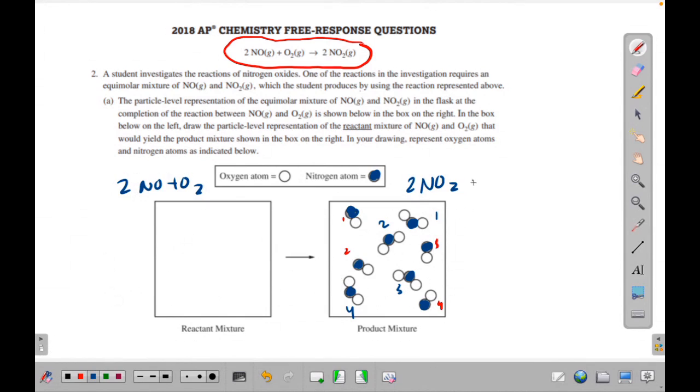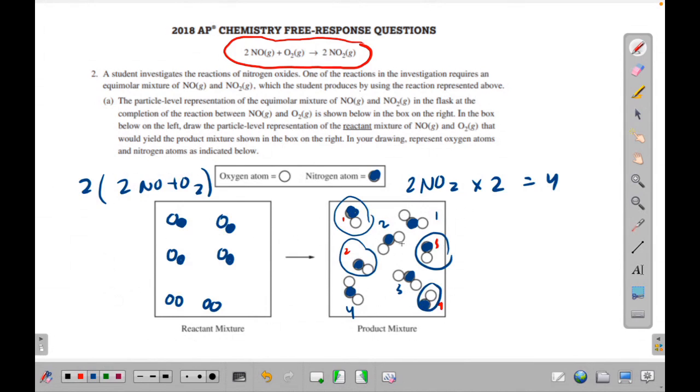The other thing we want to consider besides identifying the excess reactant is that there are 4 NO2s, not 2. So 2 times 2 is 4, which means I need to multiply everything on this side by 2 as well. So I'm going to end up with 1, 2, 3, 4 NOs from the stoichiometry, and I'm going to end up with 2 oxygens. And then I still have to account for the 1, 2, 3, 4 excess reactants. So it's going to look something like that. All right, and there you have it.